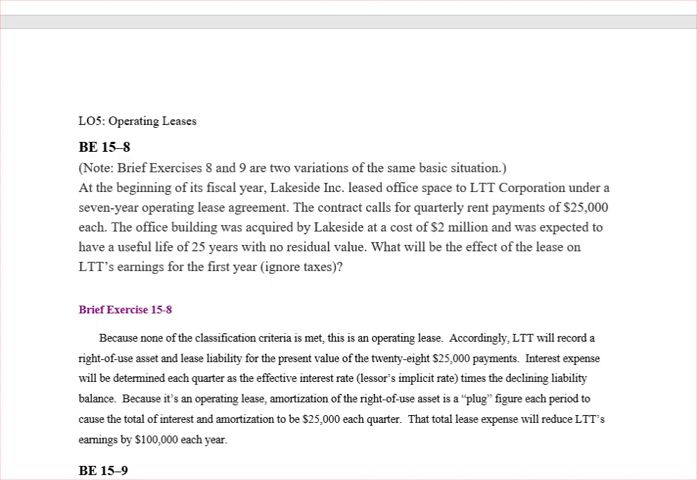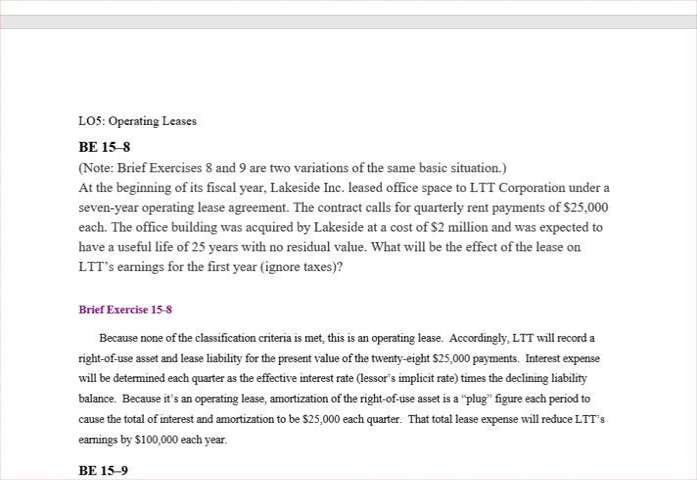Now, operating leases, what's the rule on that? Well, with operating leases, our total rent expense needs to be the amount of the payment. So we need to come up with quarterly rent expense of $25,000 each quarter. So what does that mean? It means we need to have how much for a whole year? That's $100,000. Okay, so that's the answer to the problem.